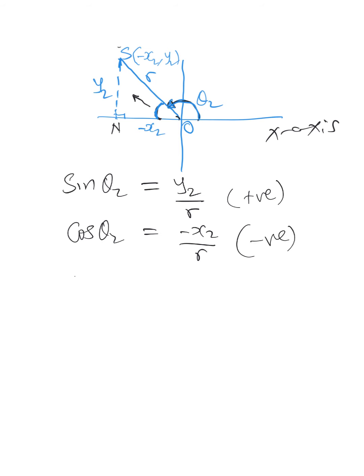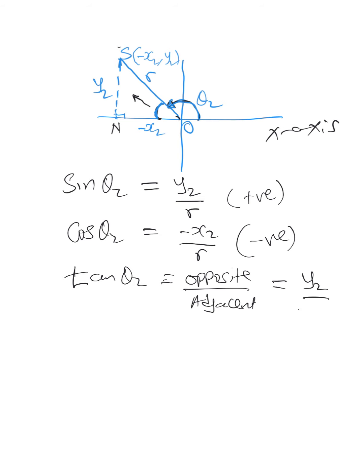And then the tangent of theta 2. Tangent is opposite divided by the adjacent, sometimes I'll be reminding you. So the opposite is y2, which is a positive value, and we are dividing by a negative value, x2. So this is going to be a negative ratio. Now any angle between 90 degrees and 180 degrees will have sine positive, but the rest of the ratios will be negative. For example, you just pick any angle of your choice.